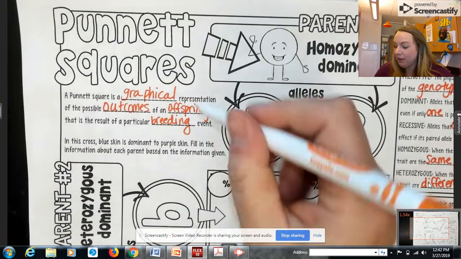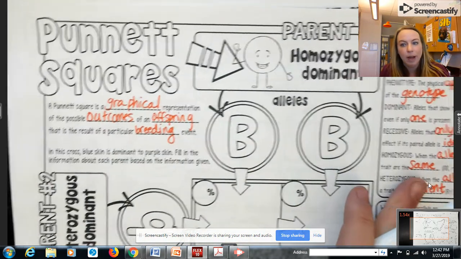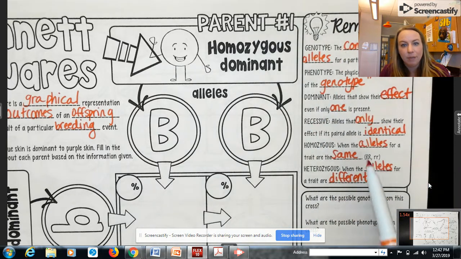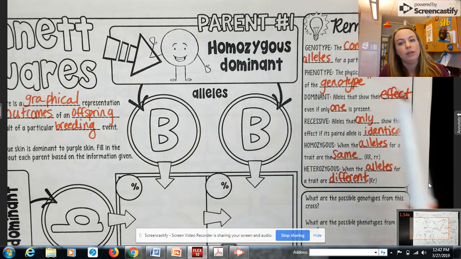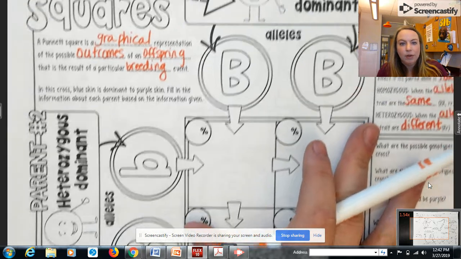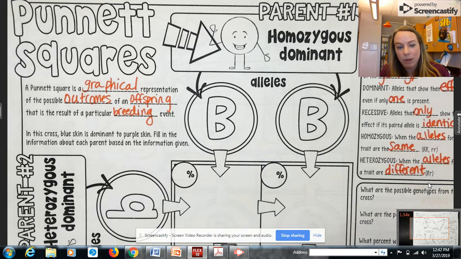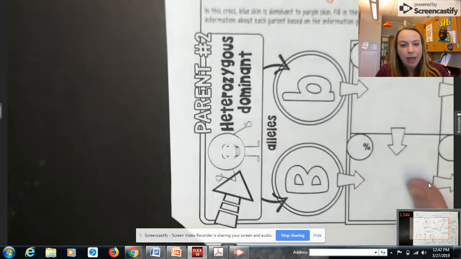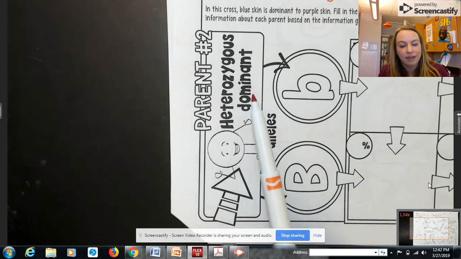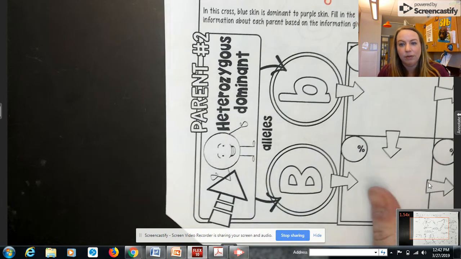So all of this stuff is the same. A Punnett square is a graphical representation of the possible outcomes, and we still have all of our information, which you're going to want to write down so that when you start working on some of these questions, you can refer to this to help you, okay? So here we're crossing, parent 1 is homozygous dominant, so they're big B, big B. And parent number 2 is heterozygous dominant, so that person is big B, little b, because remember, hetero means 2 different, so they have 2 different alleles.